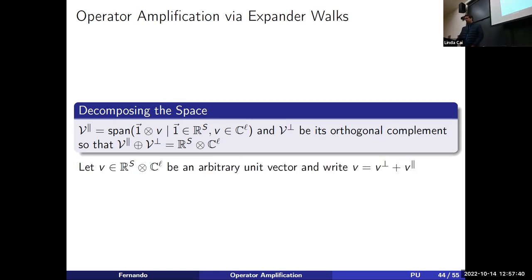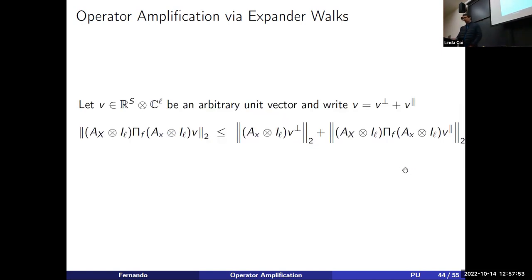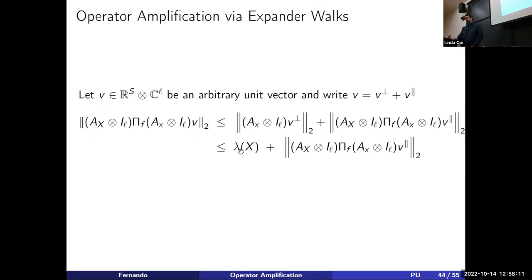Okay. And if you want to understand the operator norm of some operator, you take an arbitrary vector and you try to see how much it shrinks the norm of this arbitrary vector. So we took the arbitrary vector, it has two components, one in the perpendicular and one in the parallel space. And let's hit this vector with the operator that we want to understand the operator norm of. So the perpendicular part is going to interact very nicely with the adjacency matrix of the graph, right? And you have the parallel part. This part here, since it interacts with the adjacency matrix of the graph, gets hit by lambda. So here you have lambda x.